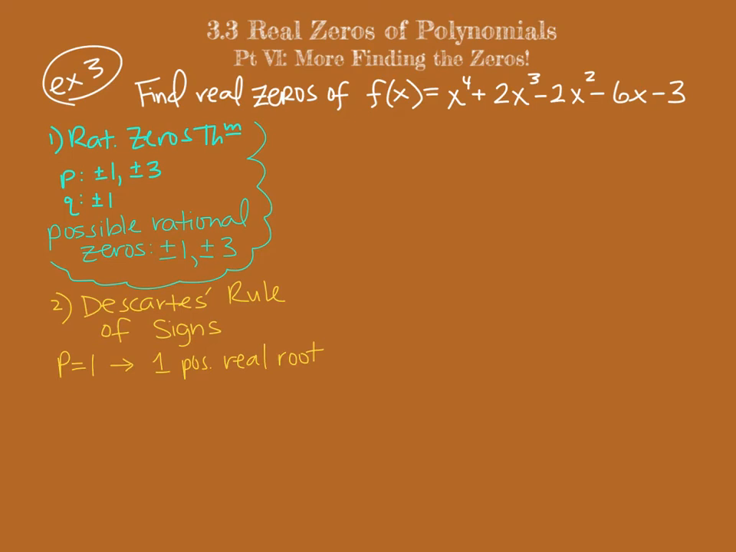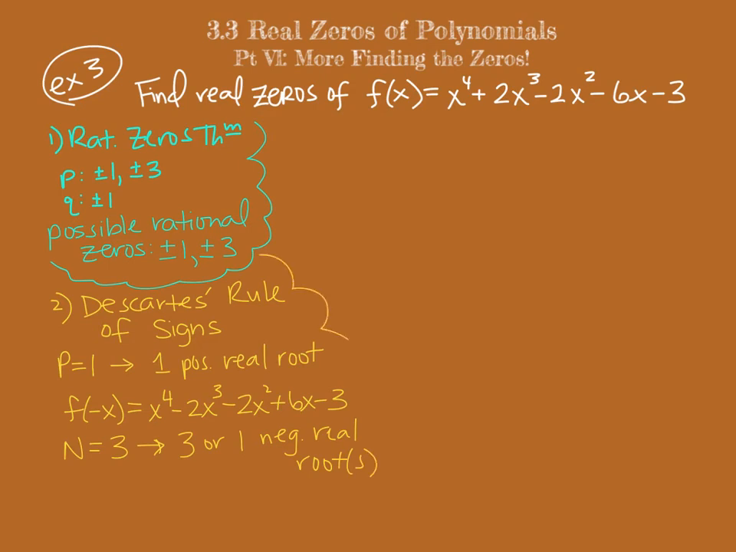Then we need to find f of negative x to determine how many negative real roots we'll have. So we'll again have x to the 4th, that term doesn't change, minus 2x cubed, that'll change, minus 2x squared, that term doesn't change, plus 6x, and then minus 3. Let's see how many sign changes we have here. We have 1, 2, 3. So our capital N value, the number of sign changes in f of negative x, is 3. Therefore, we can have 3 or 1 negative real root or roots. So that helps us a little bit, but we do still need to check both positive and negative values.